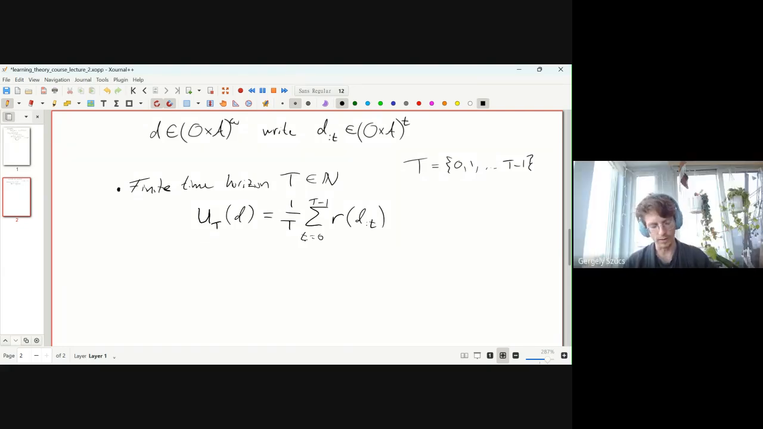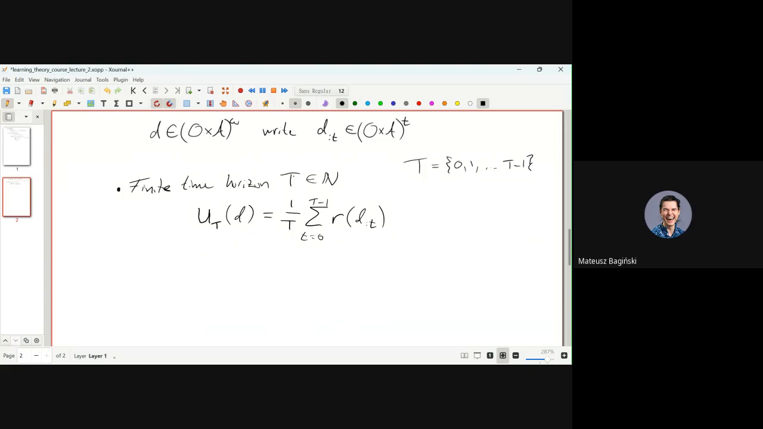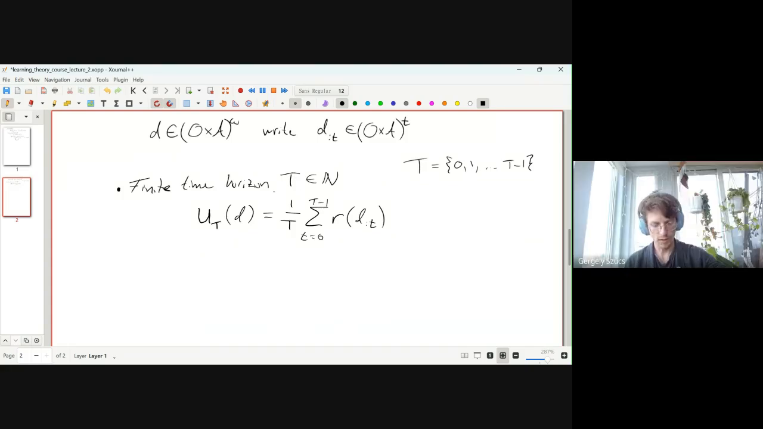In general we're going to care about the T goes to infinity limit. So this is one way to do it: restrict to a certain finite time horizon and then average over these finitely many time steps. And then another common way to do it is to use a geometric discount.